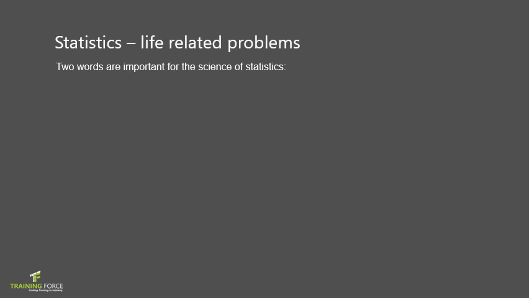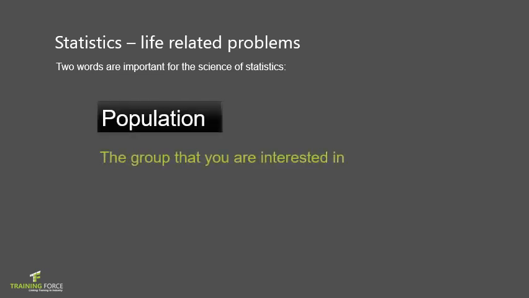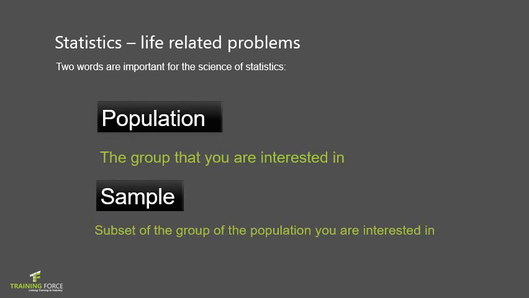There are two very important words in statistics: population, which means the group that you are interested in, and a sample, which is a subset of the population you are interested in. Population is everybody included in that population. A sample is only a small bit of that actual population.